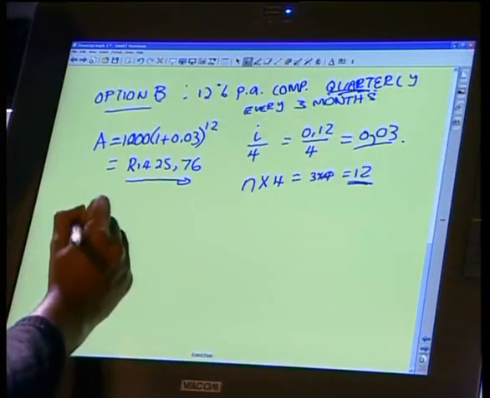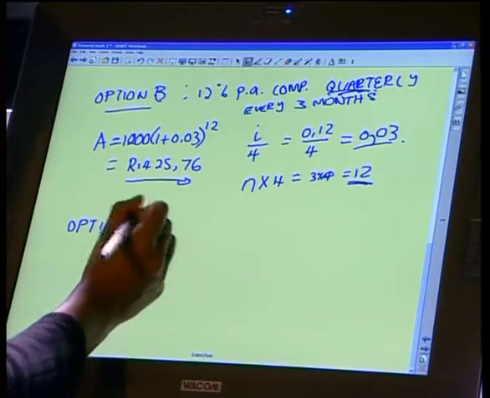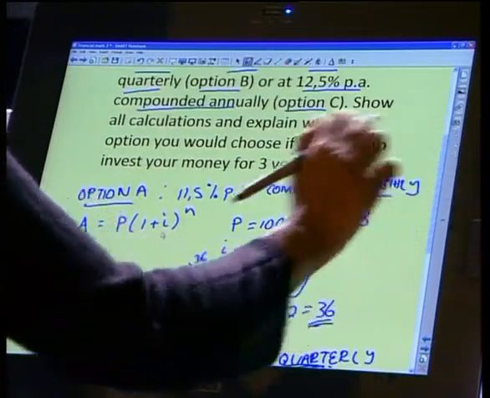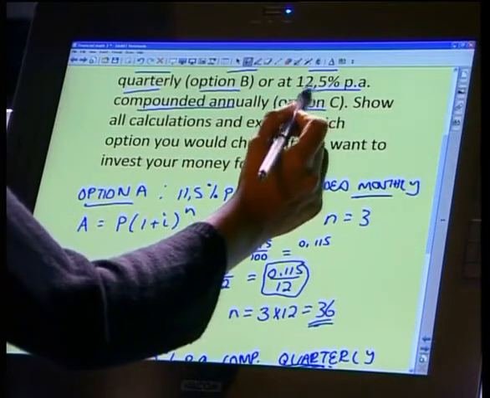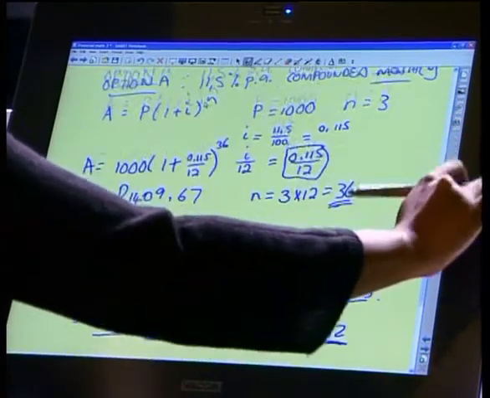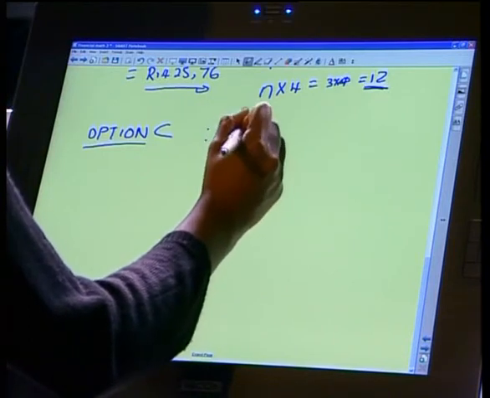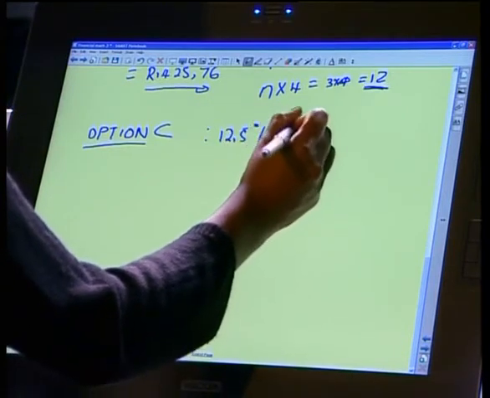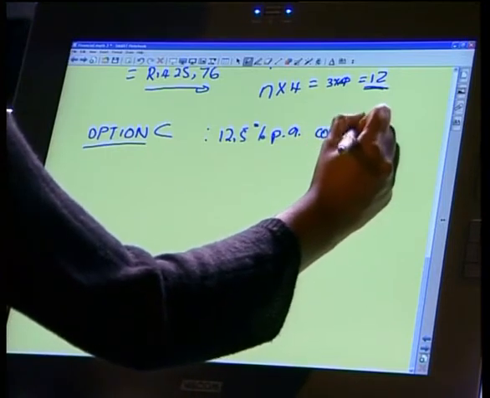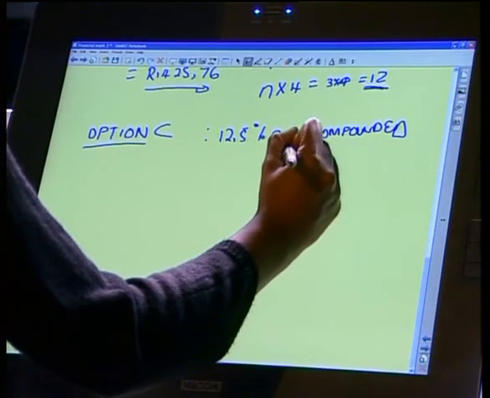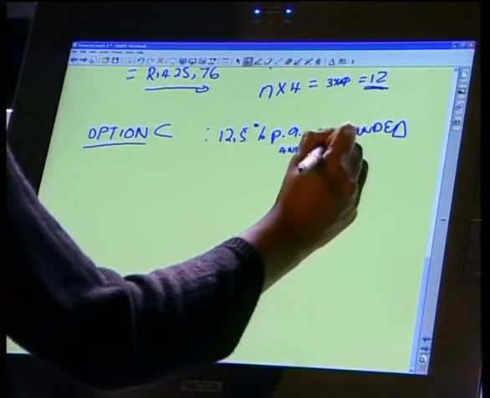Let's look at what happens in option C. In option C, you are given 12.5% per annum compounded annually. Now these are examples that you were used to before. The 12.5% per annum compounded annually just means that interest is getting added once a year. So compounded annually, that is the same as saying you are getting 12.5% per annum interest added. So it's just one time a year.